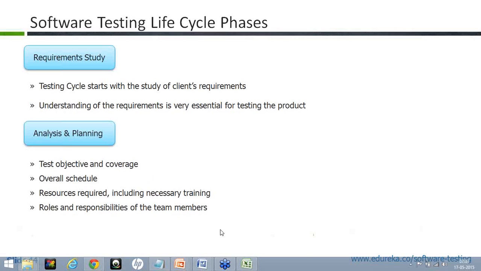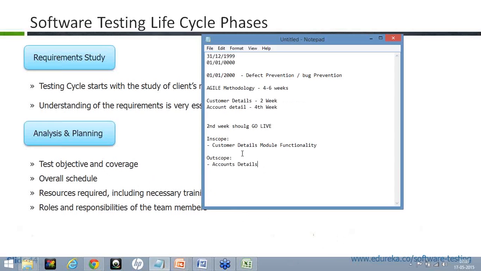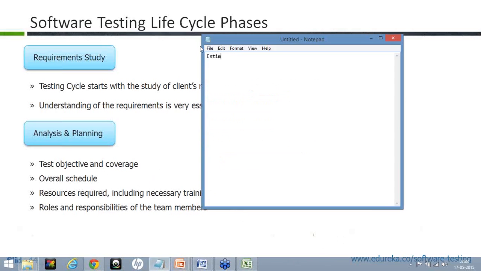And overall schedule. As a tester, you will have to make an estimation. Okay, what is that estimation all about? So what would be the time that you will take? When I talk about estimation, in other words, it is the overall schedule. So you have to draft a plan. As a project manager, you will draft a plan, and you would say, for test case development, how long would it take? Okay, test case development, I would say 3 days.